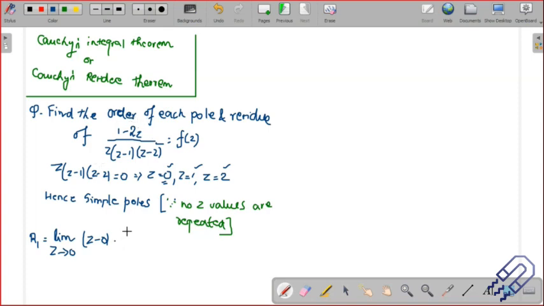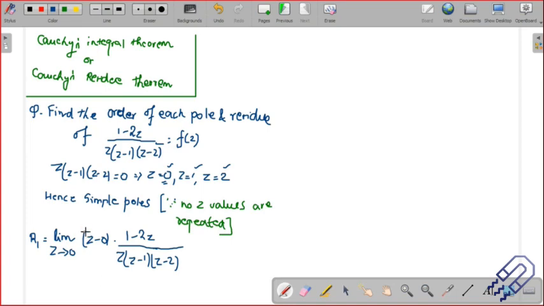So this will be 1 minus 2z divided by... Sir, for the first case, that means z equal to 0, we are getting the residue as half, correct? And z equal to 1, we are getting the residue as 1, and for z equal to 2, we are getting the residue as minus 3 by 2. Correct. Right. Okay.